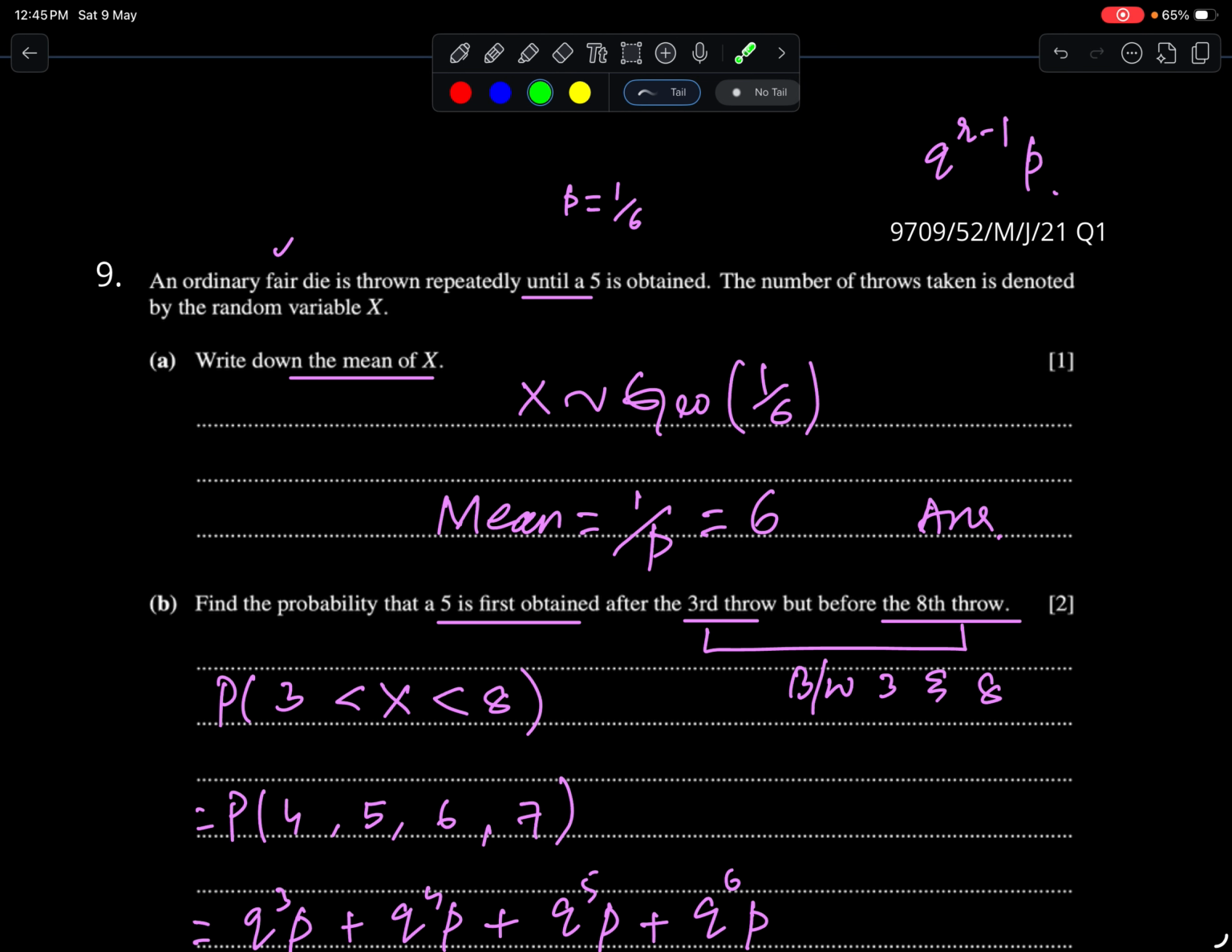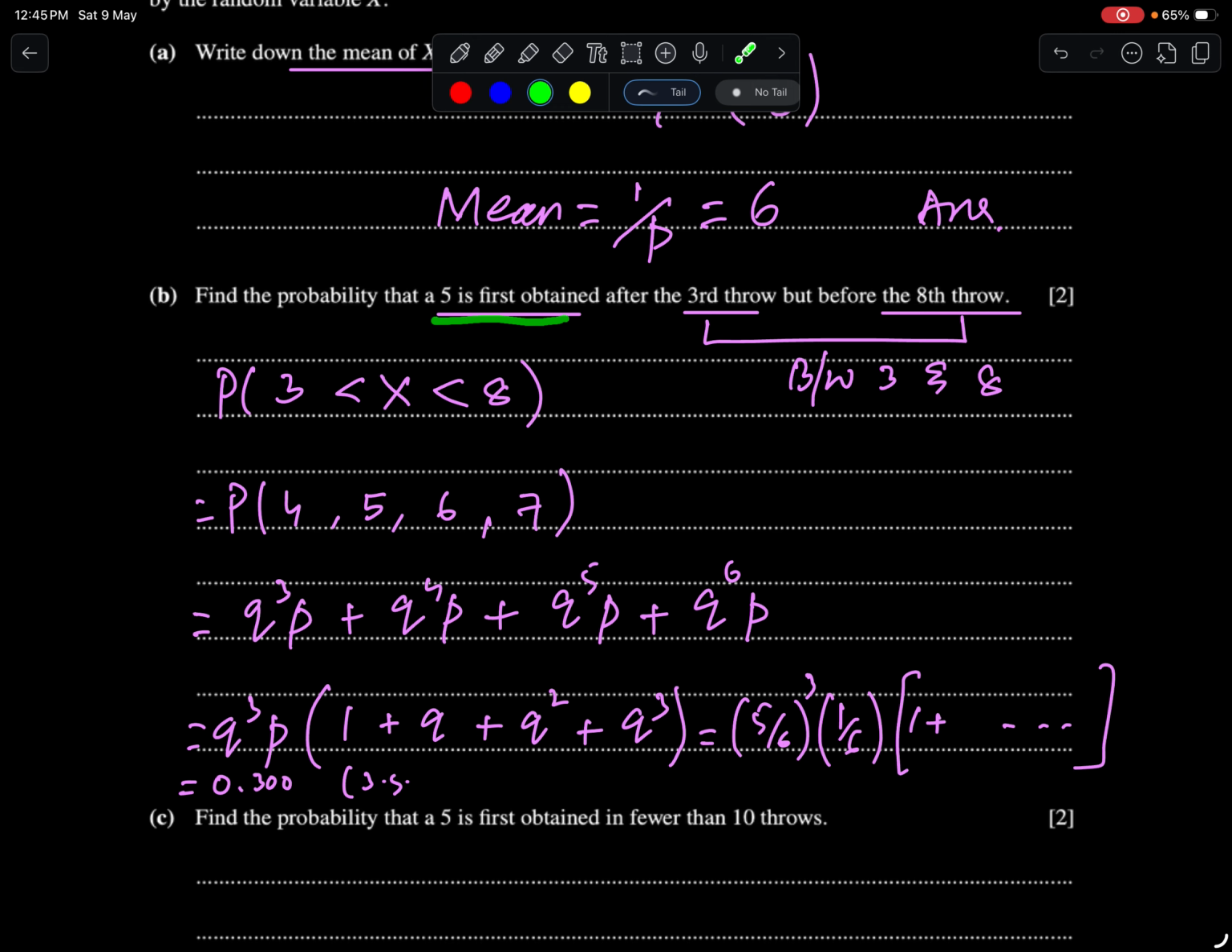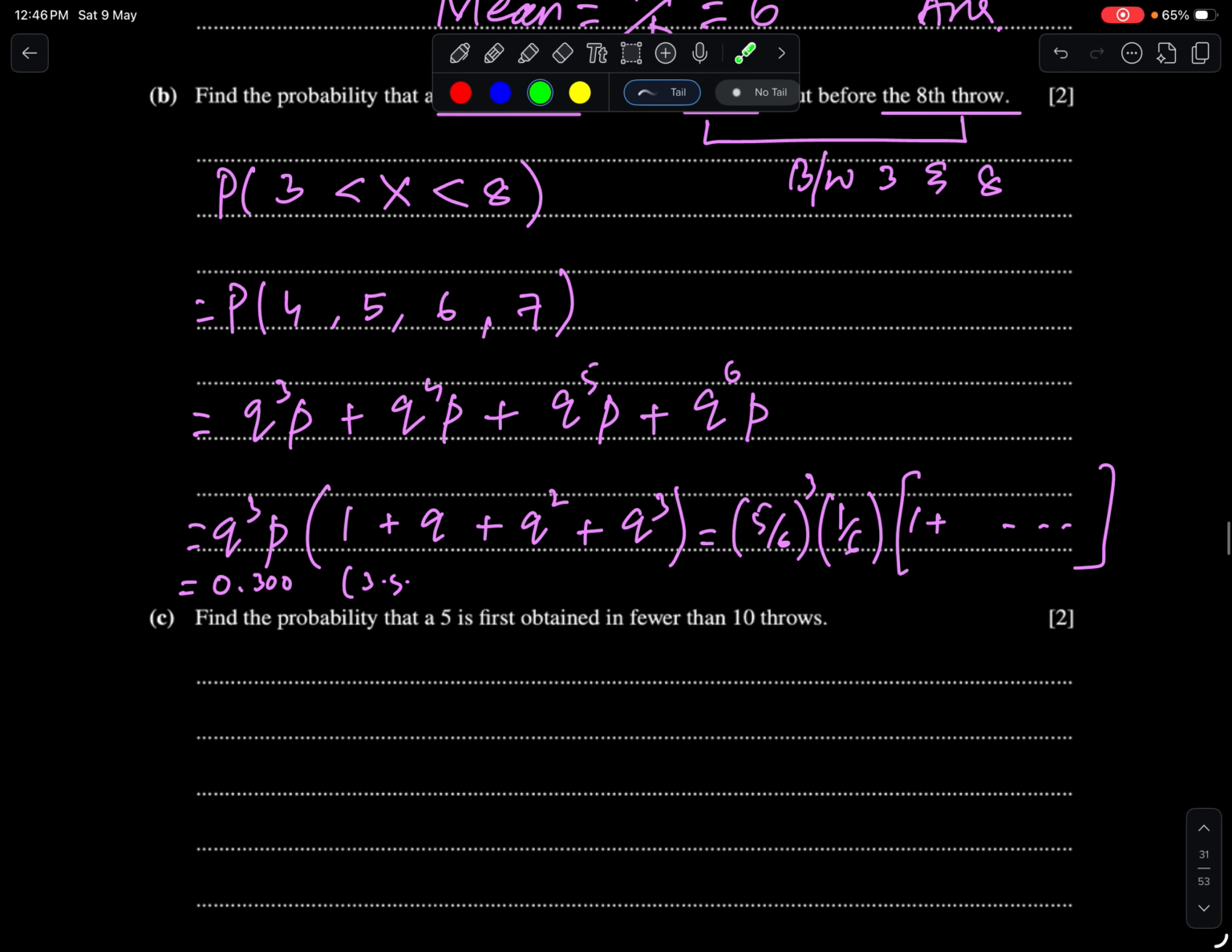Mean is the reciprocal of p. Find the probability that a 5 is first obtained after the third throw but before the 8th throw. Very simple. X is between 3 and 8. After the third and before the 8th. So these are the required numbers 4, 5, 6, 7. For 4, write q cube times p, for 5 q power 4 times p, and similarly for 7 q power 6 times p. And you must write your answer up to 3 SF.